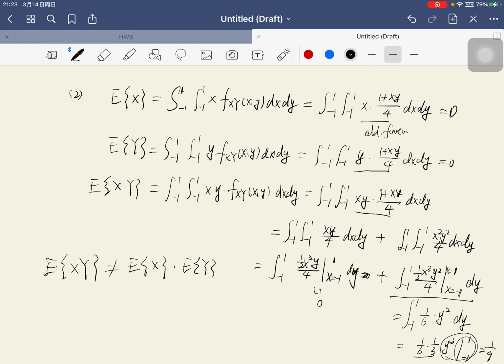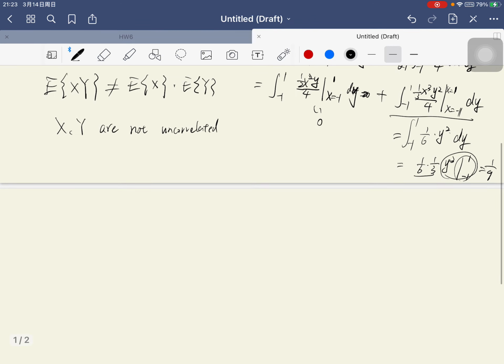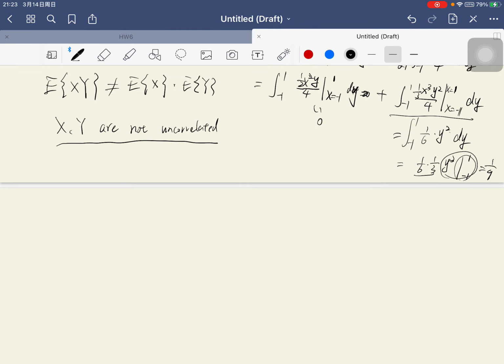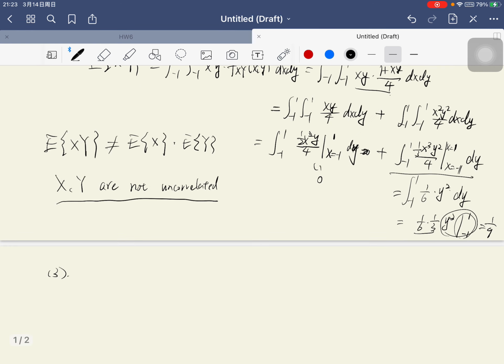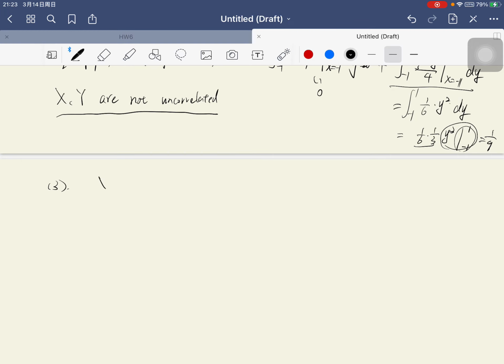So X and Y are not uncorrelated. For question 3, we want to prove whether X and Y are independent or not. Because they are not uncorrelated, they are also not independent.